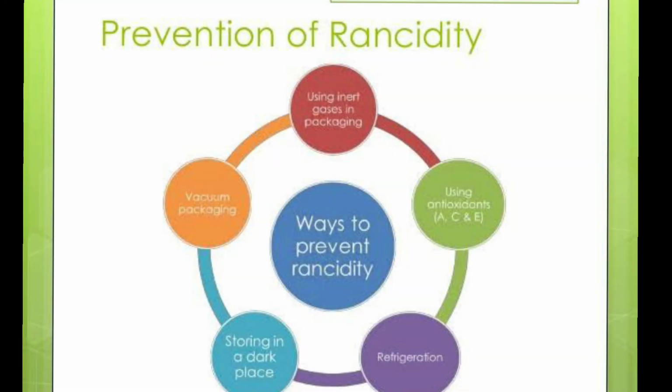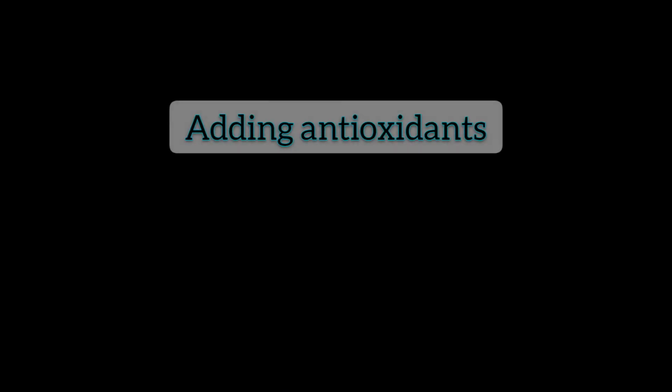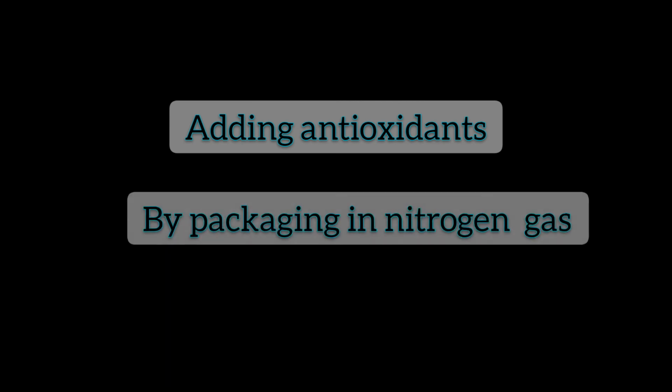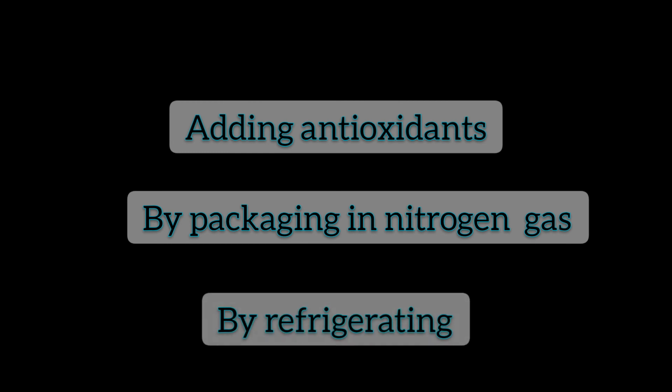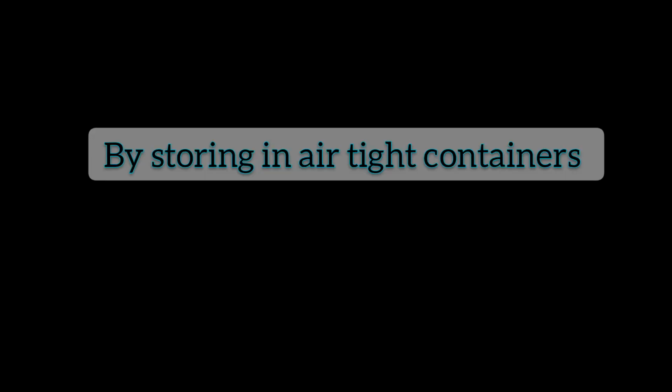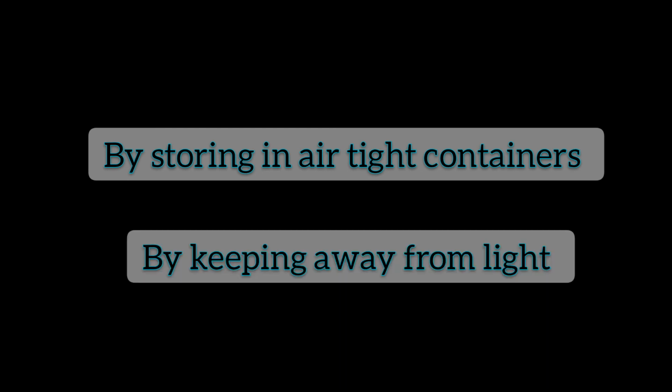Food can be prevented from rancidity by, number 1, adding antioxidants to food containing fats and oils. Number 2, by packaging this food in nitrogen gas, like potato chips are preserved. Number 3, by refrigerating. And number 4, by storing in airtight containers. And number 5, by keeping away from light.